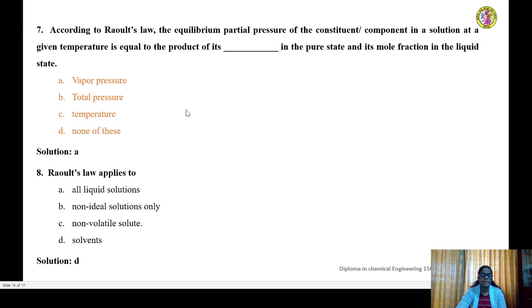Raoult's law applies to which of these: all liquid solutions, non-ideal liquid solutions only, non-volatile solute, or the solvent? In fact, the option is option D, solvent. So Raoult's law is applicable to ideal solutions, in particular solvents for the given distillation operation.